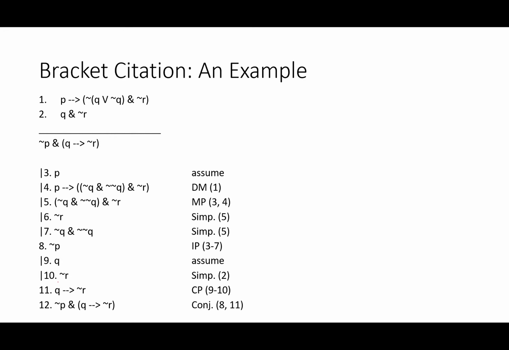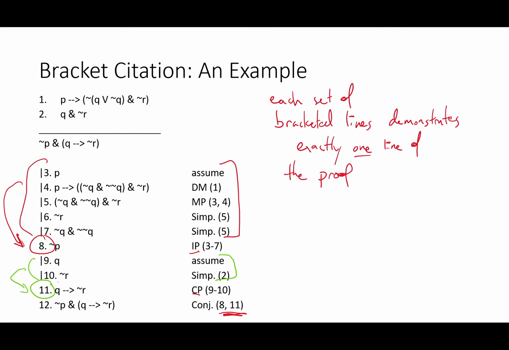We can join lines 8 and 11. By the way, those are the only 2 previous lines that we had written that are outside of brackets, but they can both be cited from anywhere. Each set of bracketed lines has demonstrated exactly 1 line of our proof. 3 through 7 gave us line 8, 9 and 10 gave us line 11. Putting them together is all it takes for us to reach our conclusion in line 12.